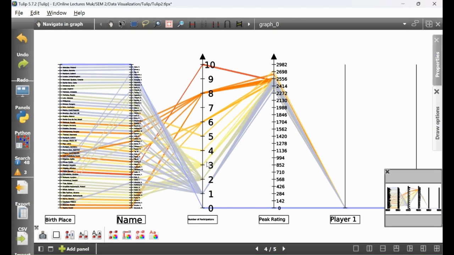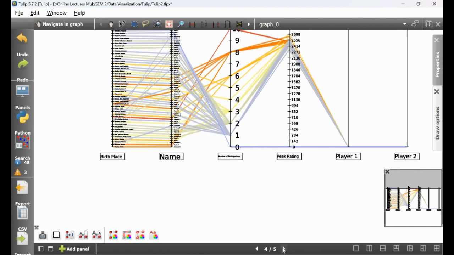So this is one of the relationship graphs, and it shows the relationship between the birthplace with the name and number of participations, as well as the peak rating. You can see most of them are above 2,000 in peak rating. Most of the people here come from Europe, as we noted, and so this is pretty much about it.